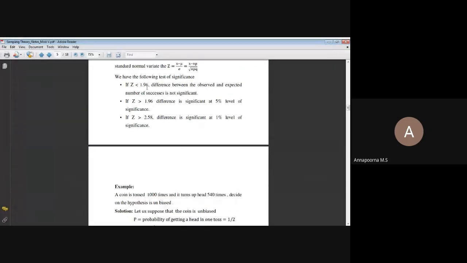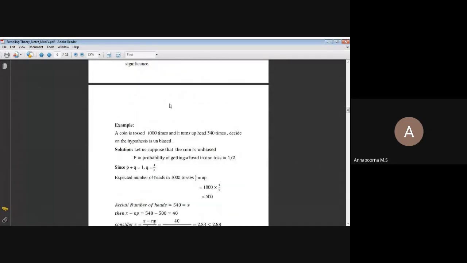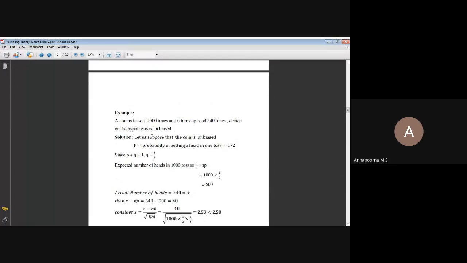Using these things, see here: a coin is tossed 1,000 times and it turns up heads 540 times. Decide whether the coin is unbiased. Here the hypothesis is the coin is unbiased, as mentioned in the problem. We need to tell whether the hypothesis is true or not. What is the hypothesis here? The hypothesis is the coin is unbiased, meaning it is a fair coin.